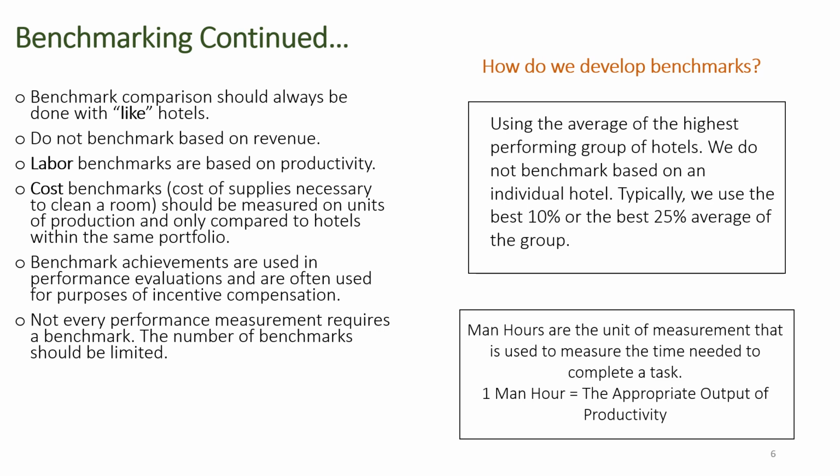How do we develop a benchmark? In most cases, the management company that you work for will tell you the acceptable benchmark level and what performance standard they'll be measuring. To calculate the benchmark, we use the average of the highest performing group of hotels. Typically, we take the average of the top 10% or top 25% of the group. Whatever that figure is, the figure your hotel will need to achieve. If a select number of hotels within the portfolio are meeting these standards, then there is no reason why your hotel cannot.